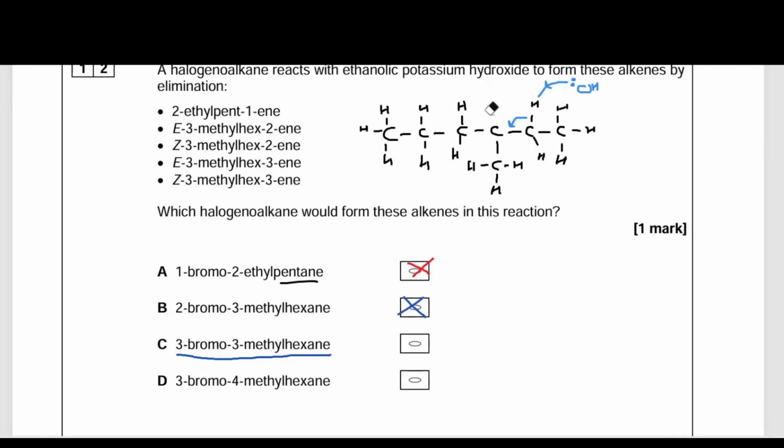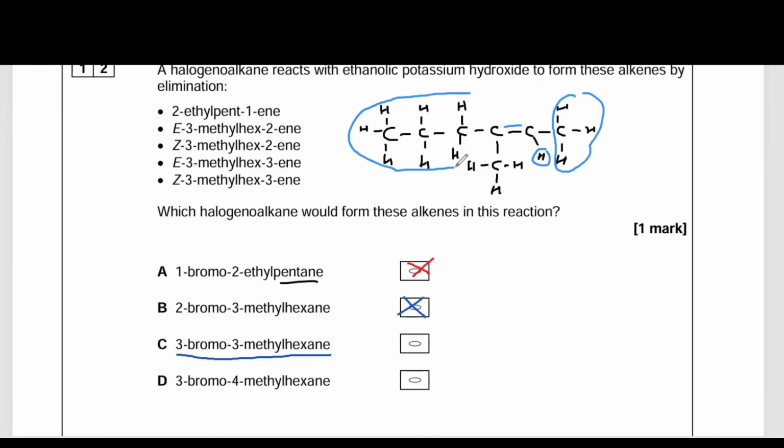And what are we going to end up with? Well, that's going to give us hex-2-ene, right? This is going to give us hex-2-ene because we're going to get a double bond here. And it's going to be 3-methyl-hex-2-ene. And so that gives us either E-3-methyl-hex-2-ene or Z-3-methyl-hex-2-ene. And why is that?